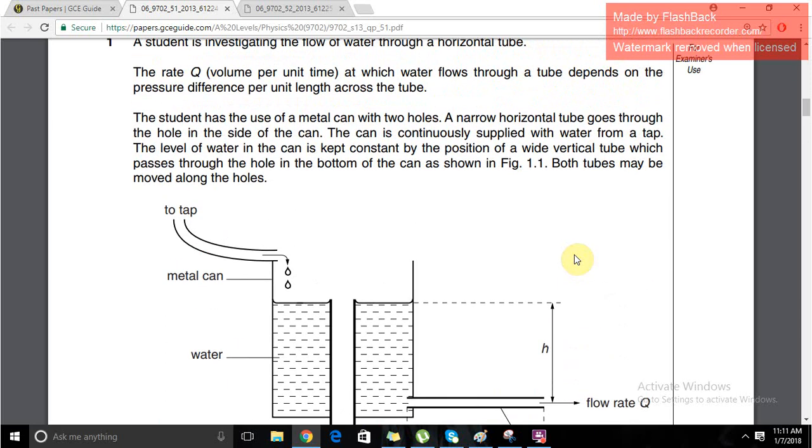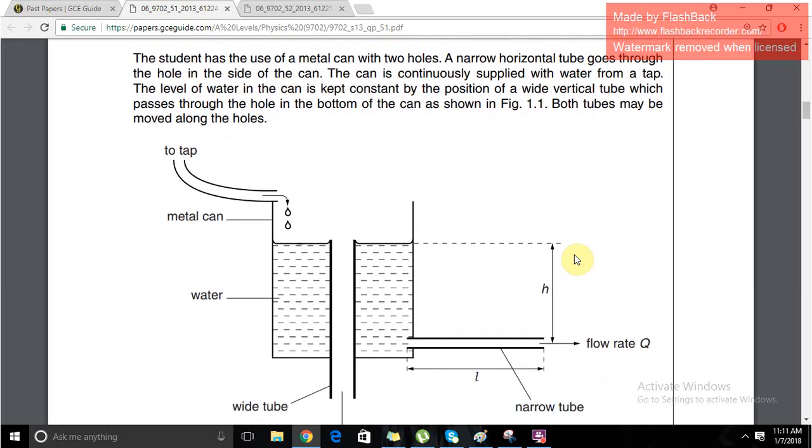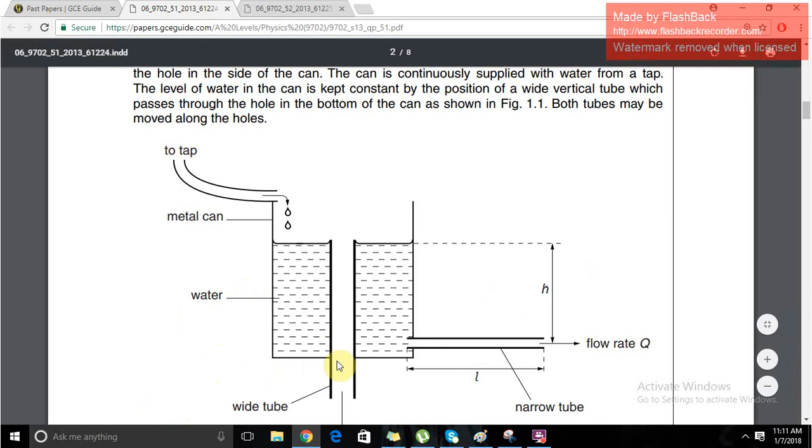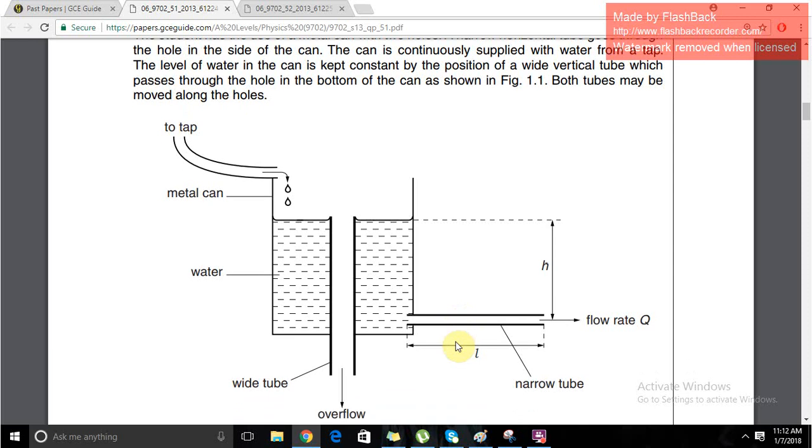Interesting. So this is basically it, and the student has the use of a metal can with 2 holes. Alright, and this is the metal can, and this is tube 1, and this is tube 2. Tube 2 being in hole number 2 and tube 1 being through hole number 1. Visualize that this is actually a complete cylinder boring through the complete 3D container, same as here. Visualization is a key skill to develop.